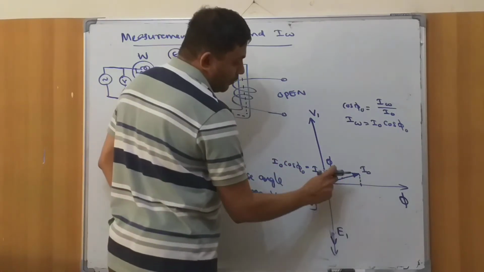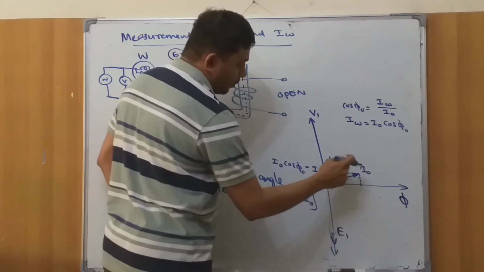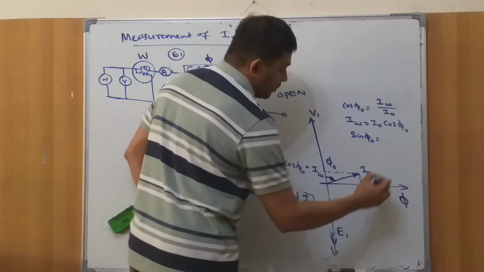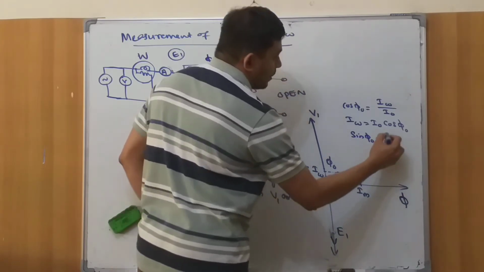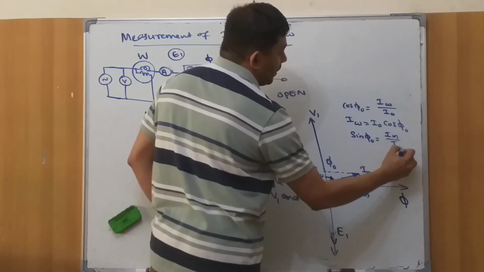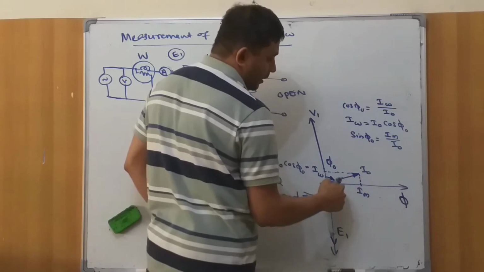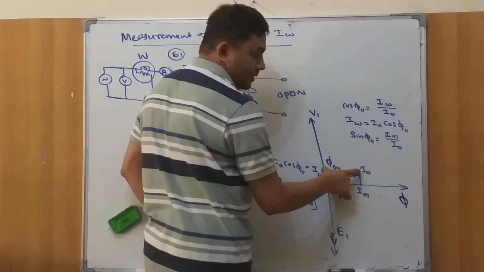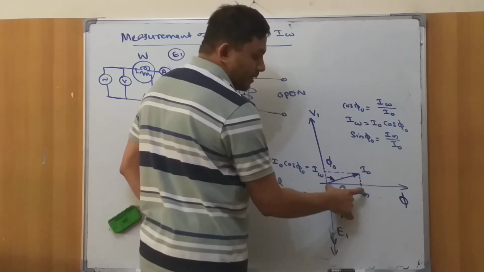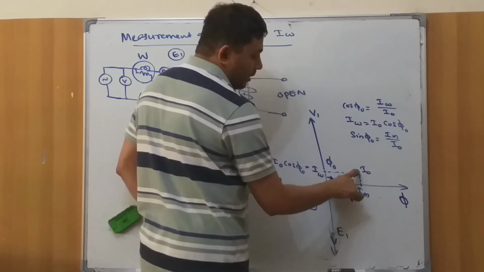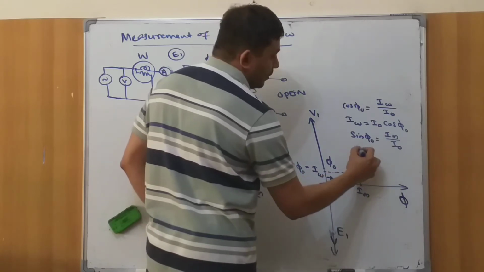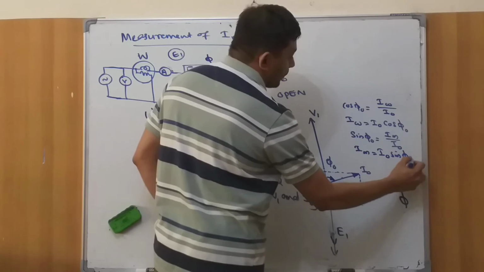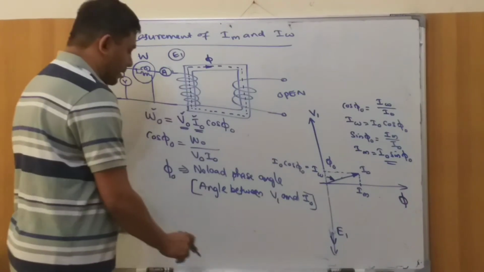And there is another component, which is the opposite side of this angle. To get that, we have to calculate sin phi 0. I am assuming that this is Im. So sin phi 0 is Im divided by I0. If you see this angle, the sine will be the opposite side, which is Im, divided by the hypotenuse. So Im is equal to I0 sin phi 0. So we have both the relations now.